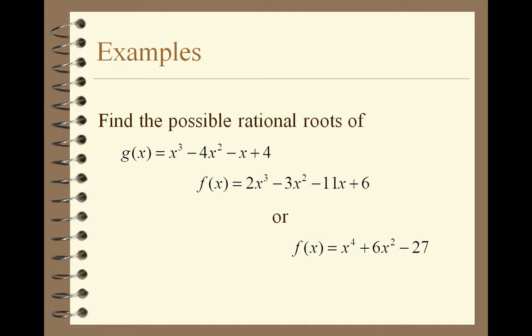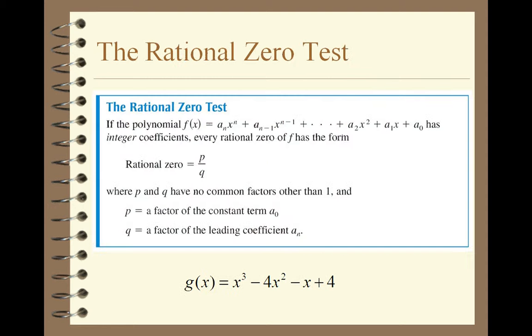Now, let me show you how to find the possible rational roots of functions when you are not given a possible solution. So, what if you weren't given a root to start with, and they just give you a function and you were asked to find the roots? Well, you will first start off by finding the possible rational roots, which would bring me to something called the rational zero test. It says that the polynomial function has integer coefficients.